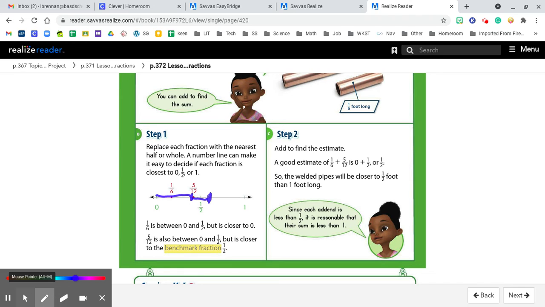So that's using some benchmarking tools. And another way we do it is we say what's closer to. If you're rounding, 5/12 would round up to 1/2. 1/6 would actually round down to 0. So you'll be closer to 1/2.